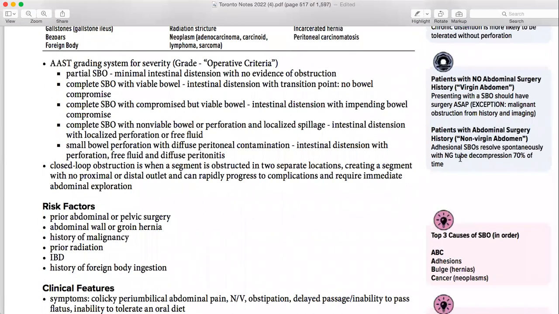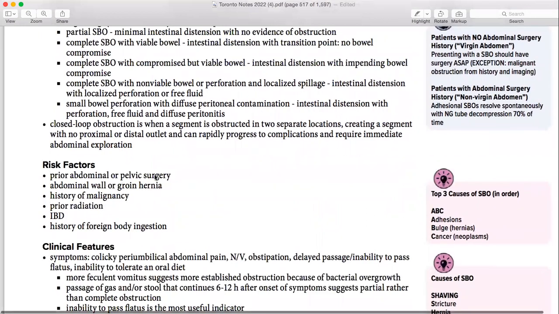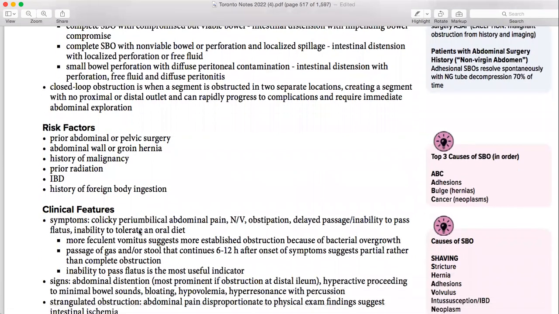It is very important, on the basis of small bowel obstruction, what kind of answer you are going to write. So three main causes, these ones: adhesions, hernia, and cancer. Risk factor is basically previous surgery. As I told you, adhesions are linked with surgery and any abdominal wall problem. Maybe a female is pregnant more than 7 or 8 times, so the abdominal wall is weak, so having a hernia. History of malignancy, prior radiation, IBD, and foreign body ingestion.